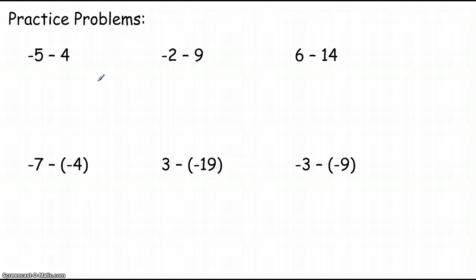Alright, here are a few practice problems for you to try. On your paper as you're doing them, keep the first number, change to plus, switch your signs. So -5 plus -4, and you should get -9. Right, -2 minus 9. We're going to keep, change, switch. So a negative and a negative, add them together, gives us -11.